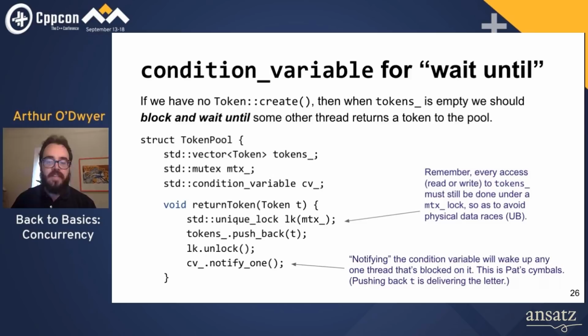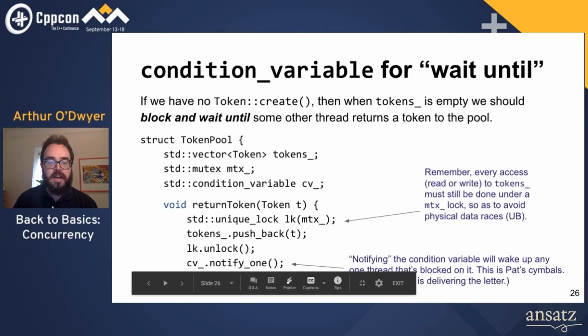So here's my new token pool. I have a vector of tokens. I have a mutex still protecting tokens, and I have a condition variable. And we're going to add one new member function here, return token. What it's going to do is someone gives us a token, and I'm going to put that token back into the token vector. So step one, I take the lock, because every access to tokens must be protected by the mutex. I modify tokens.